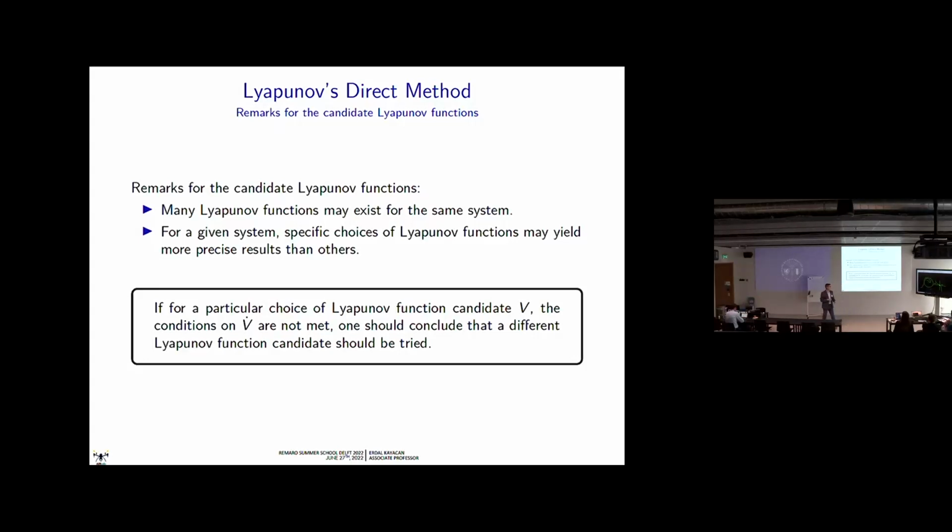globally and asymptotically stable. And for a particular choice of Lyapunov function, if the conditions on V dot are not met, one should conclude that a different Lyapunov function should be tried. So if the conditions on V dot are not met, don't say that the system is not stable or not exponentially stable. You can't make a comment. So the rules do not work in the reverse direction, right? If something happens, you have a conclusion, but not necessarily if you don't have this condition, you can make the other way around comment. I hope I have messed up your brains enough today.